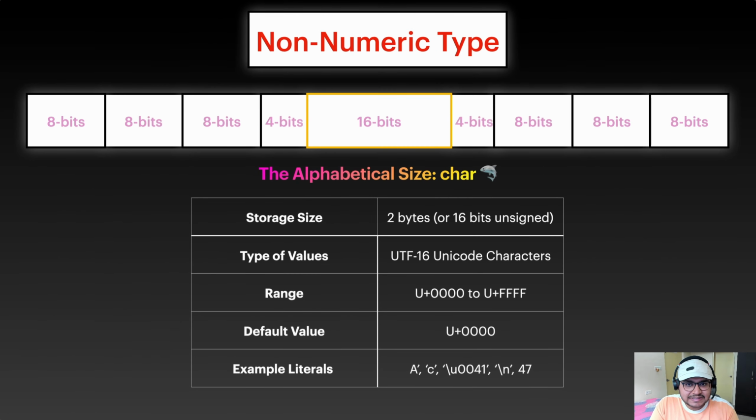The non-numeric data type char, as its name suggests, is used for storing characters. It occupies 16 bits or 2 bytes of unsigned memory. Since a character is essentially a number, you can assign integer literals between 0 and 65,536 directly to a char variable, and Java will automatically convert the integer to its corresponding Unicode character. The char type can store all characters in the Unicode UTF-16 encoding.